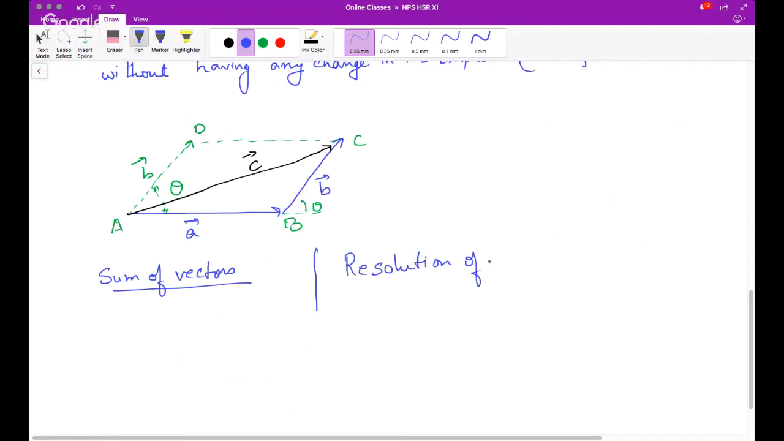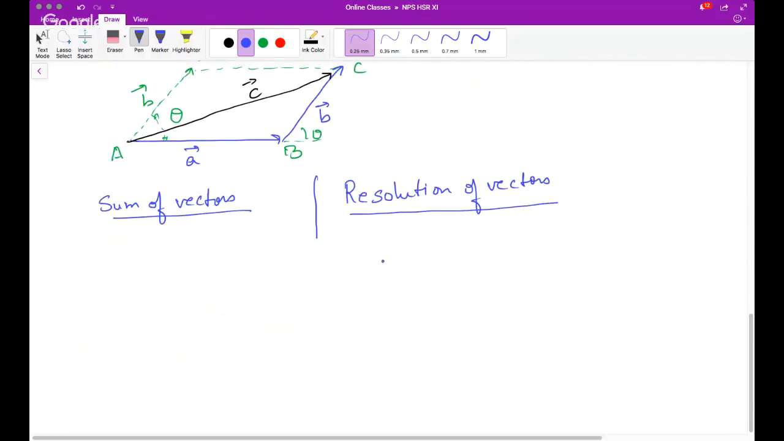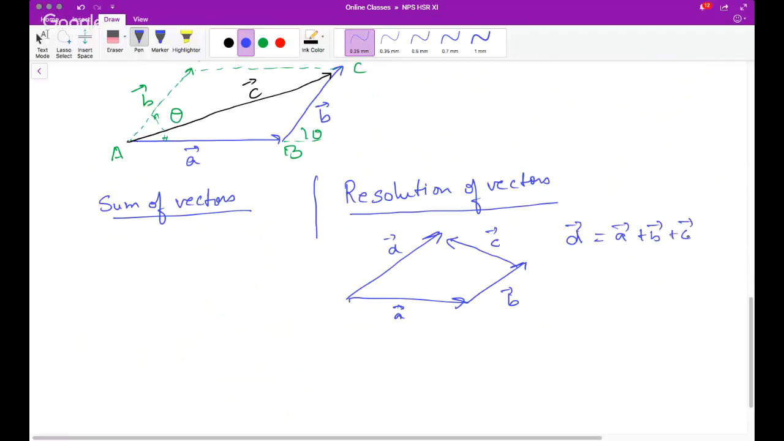You can resolve a particular vector into multiple vectors, meaning you can express a vector as a sum of multiple vectors. Let's say this is one vector, this is another one, and this is the third one. So A plus B plus C is equal to D. We say that the sum of A, B and C is D, and on the other side we can say the components of D are A, B and C.